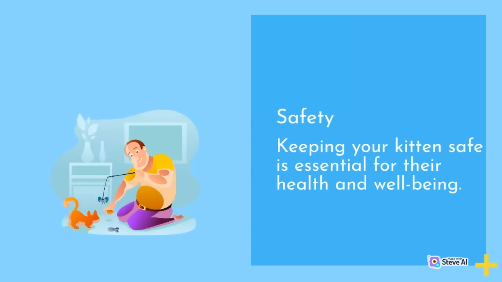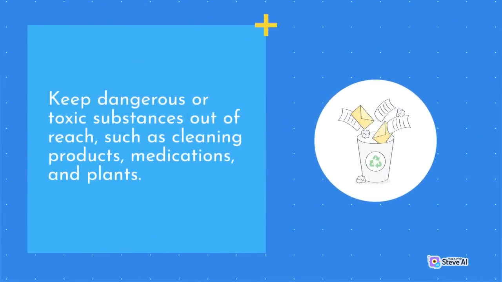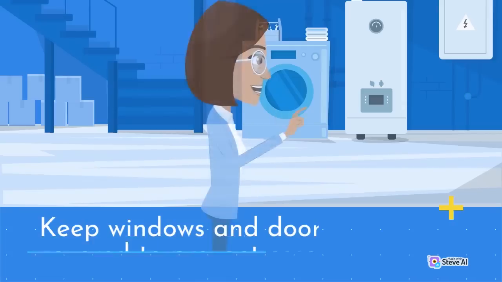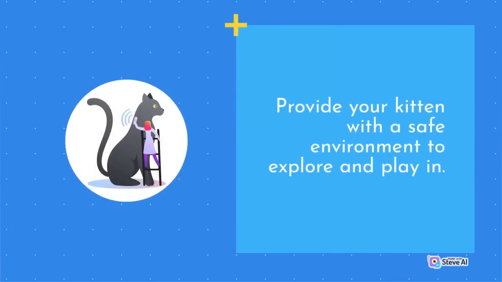Safety. Keeping your kitten safe is essential for their health and well-being. Keep dangerous or toxic substances out of reach, such as cleaning products, medications, and plants. Keep windows and doors closed or covered to prevent escape or injury. Provide your kitten with a safe environment to explore and play in.